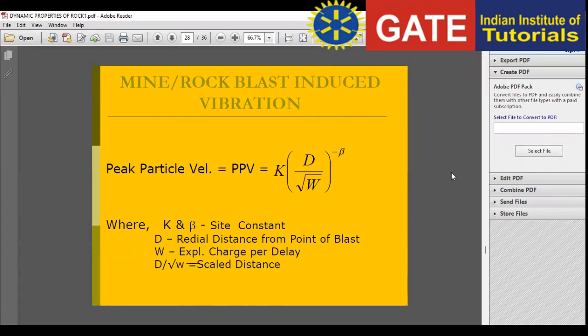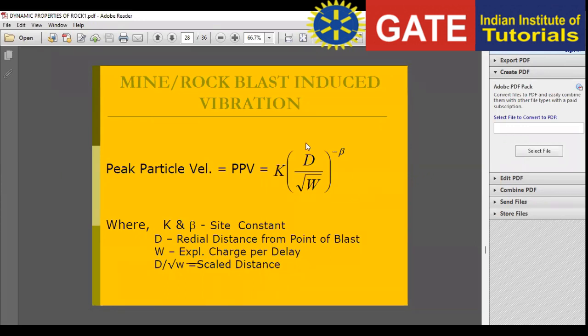Means in the question it will be given that the site constants K and beta have this much value, and you have to find out, at 100 meter of distance where explosive is getting initiated, the peak particle velocity. So just use this relationship to find out the peak particle velocity. Even the prescribed standard of peak particle velocity by the DGMS depends on the distance and the frequency of the seismic wave, as well as the nature of the structure, whether it is pakka or a hut, like a mud hut.